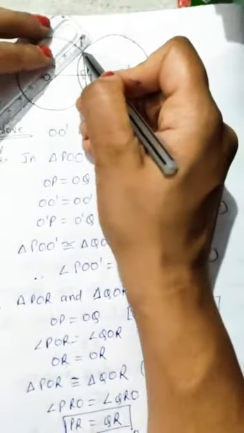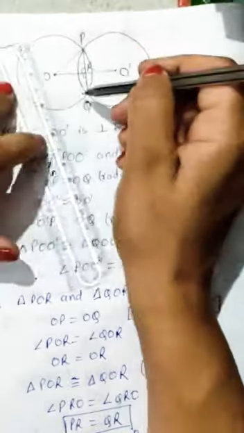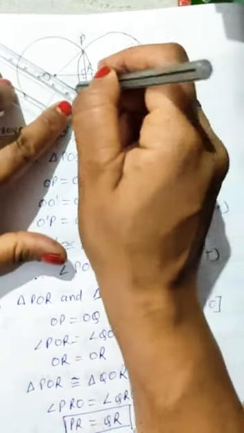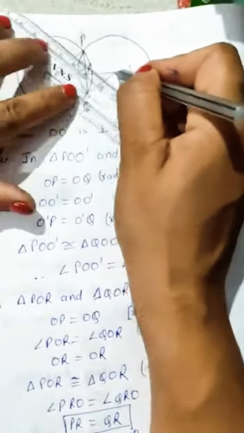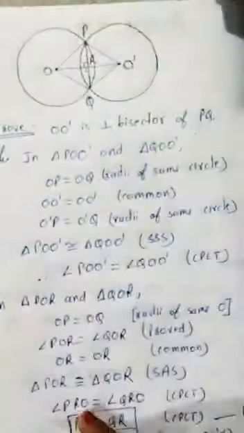So for this the construction will be, you will have to join all the sides, so that this is the construction. You have to join the common points with the centers. Now you can see the diagram.